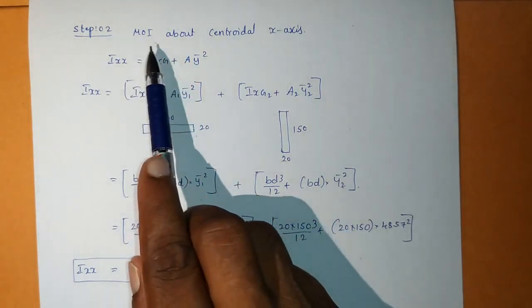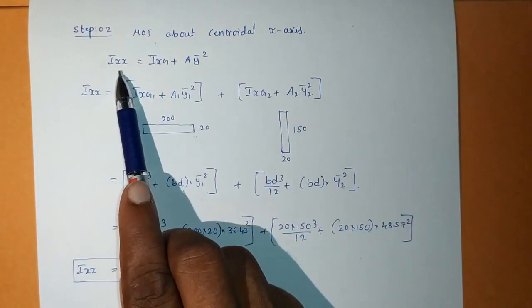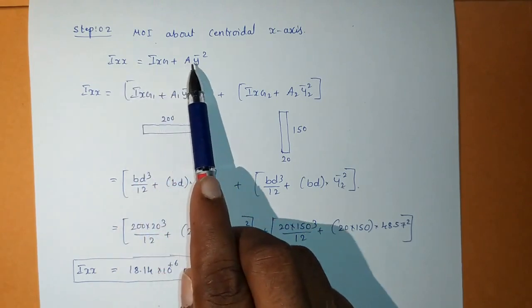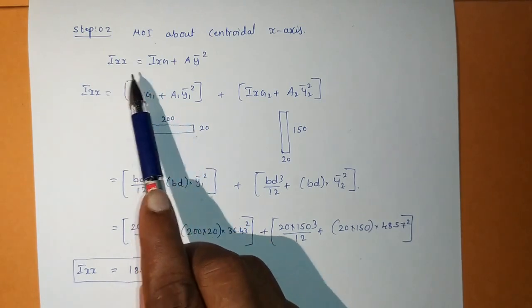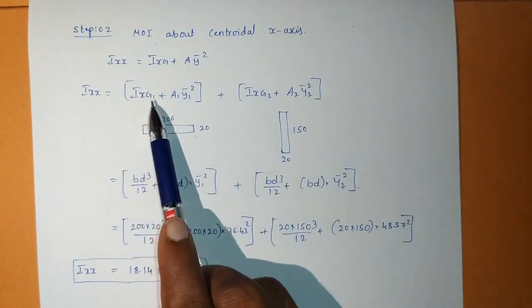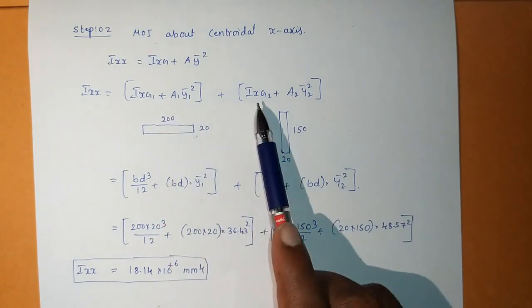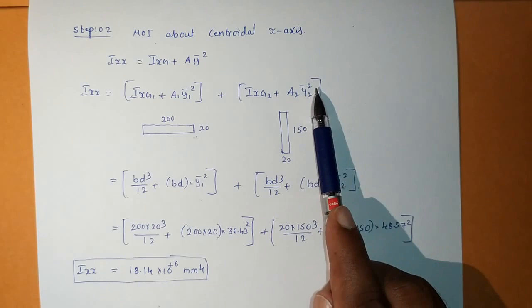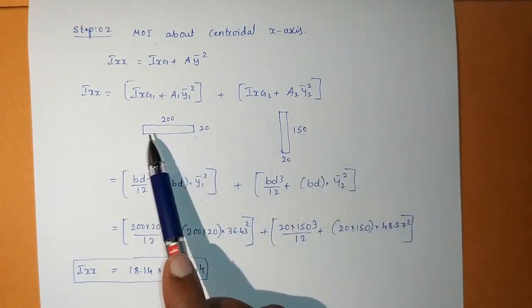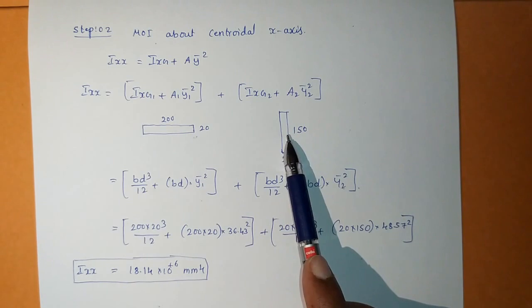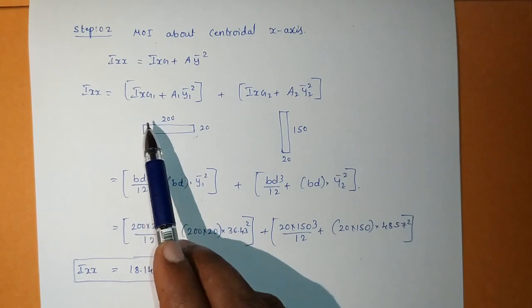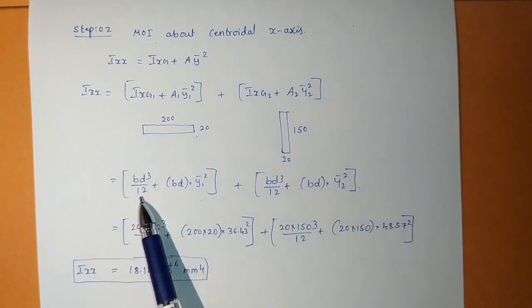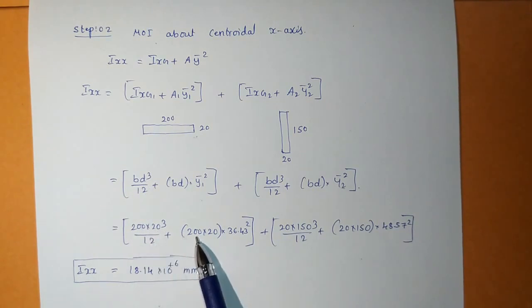Now, moment of inertia about the centroidal axis. This is the general equation: Ixx equals Ixg plus A y bar square. Since it is a combination of two rectangular sections, we have to divide this formula into two parts: Ixg1 plus A1 y1 bar square, plus Ixg2 plus A2 y2 bar square. This is the geometrical details of section number 1, and this is section number 2. Ixg is the moment of inertia about the centroidal axis for a rectangular section. We know the formula, BD cube by 12. B is 200, D is 20, cube by 12. Area is 200 into 20.